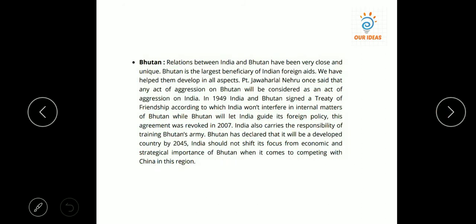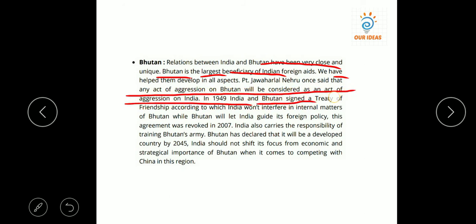Bhutan. Relations between India and Bhutan have been very close, unique. Bhutan is the largest beneficiary of Indian foreign aid. We have helped them develop in all aspects. Pandit Jawaharlal Nehru once said that any act of aggression against Bhutan will be considered an act of aggression on India. In 1949, India and Bhutan signed a treaty of friendship, according to which India won't interfere in the internal matters of Bhutan, while Bhutan will let India guide its foreign policy.